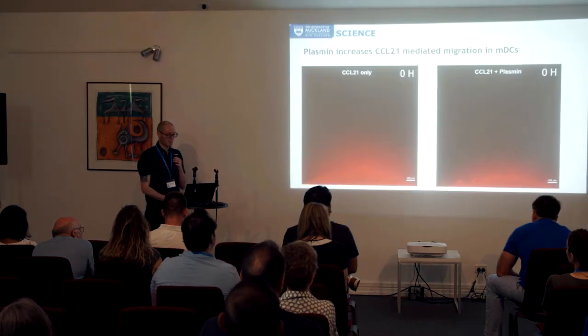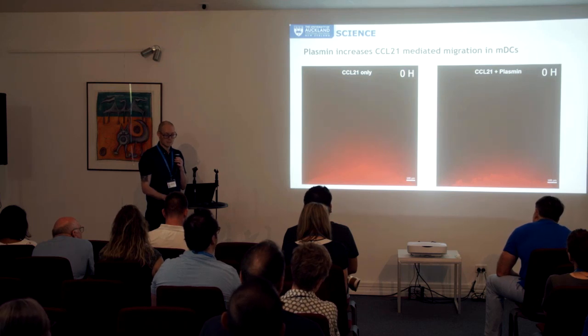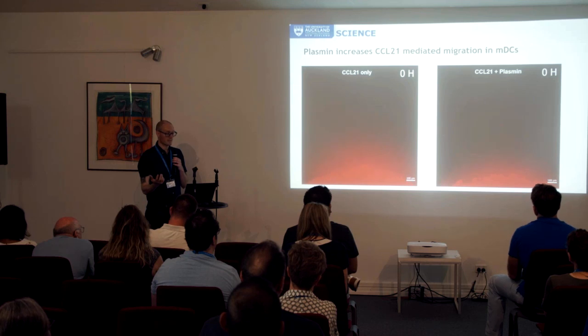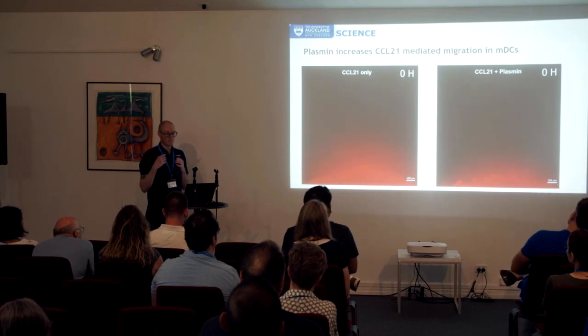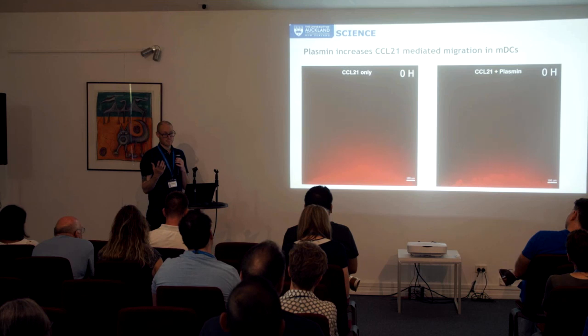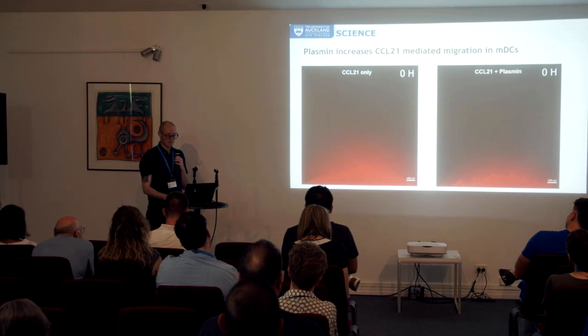So we have 2 conditions, CCL21 only and CCL21 with plasmin. So in the CCL21, based on what I just presented, we expect that the CCL21 sticks to whatever is around. So there won't be much diffusion, so less migration. And when we add plasmin, theoretically, the C-terminal domain is removed and CCL21 can diffuse and attract the cells.